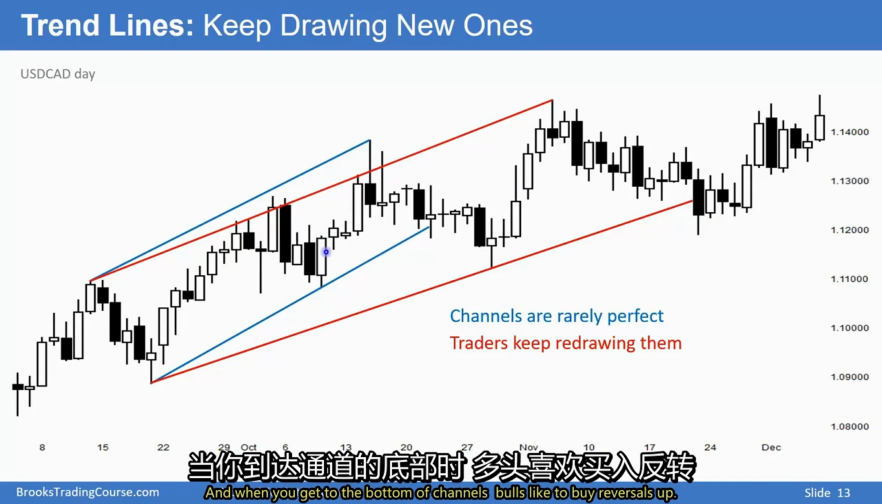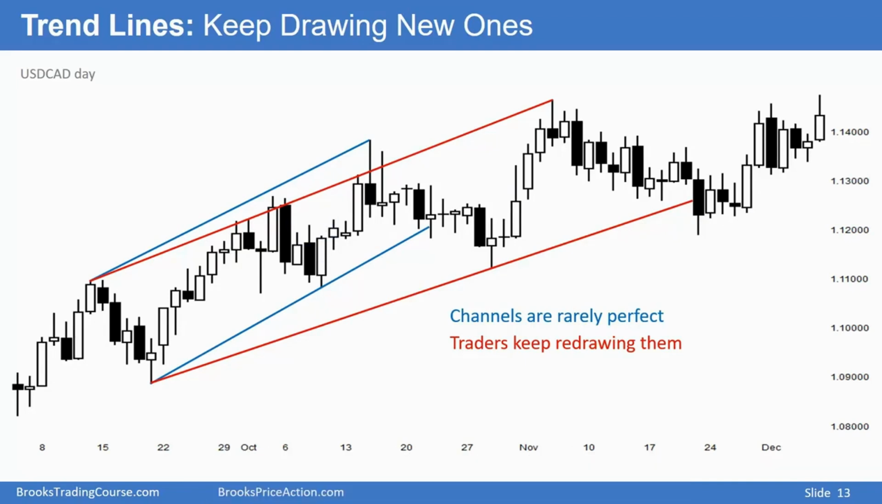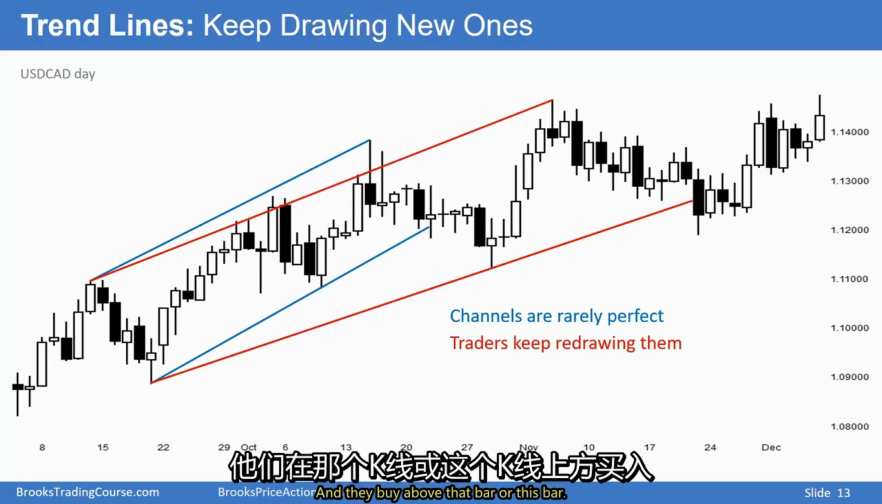And when you get to the bottom of channels, bulls like to buy reversals up. So they buy above this bar, and they buy above this bar, and they buy above that bar or this bar.